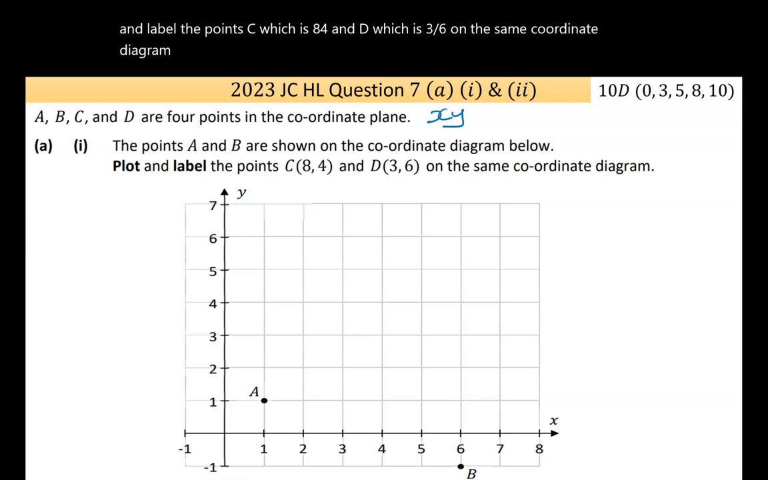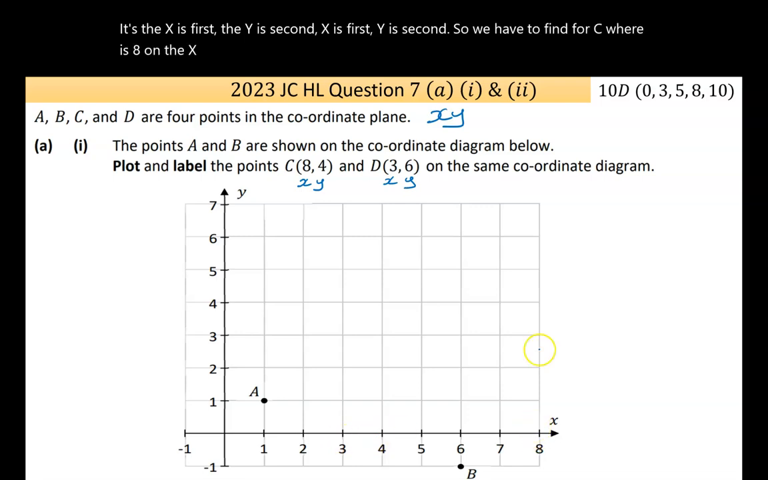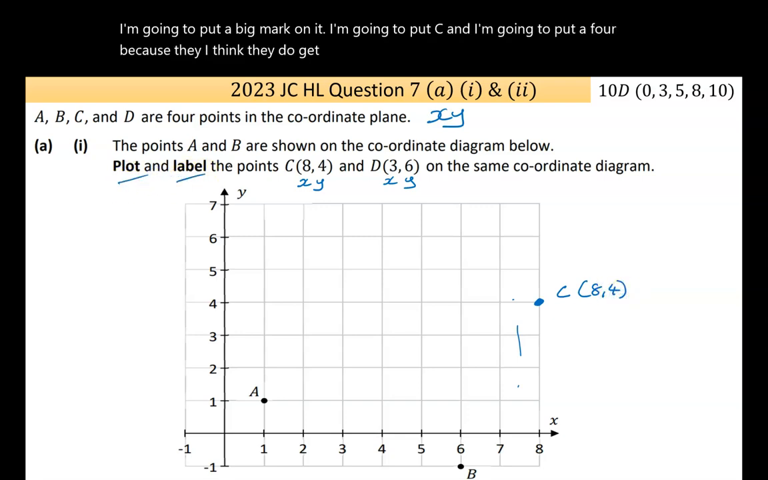Now the trick here is remember that in an XY diagram, X is first, Y is second. X is first, Y is second. So we have to find for C, where is 8 on the X part? So it's somewhere along this line here. And that combines up with 8, 4, which is here. I'm going to put a big mark on it. I'm going to put C, and I'm going to put 8, 4, because I think they do plot and label.